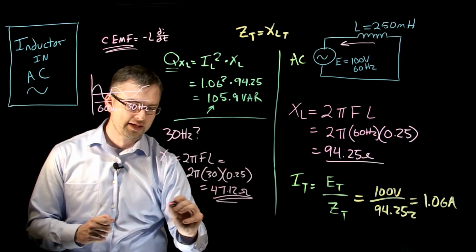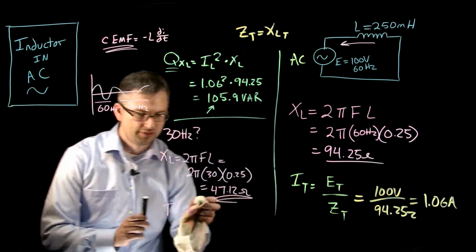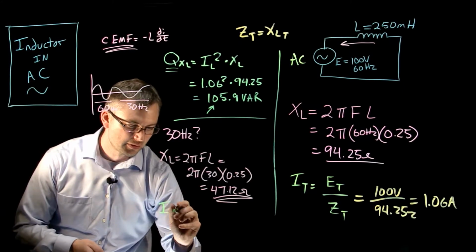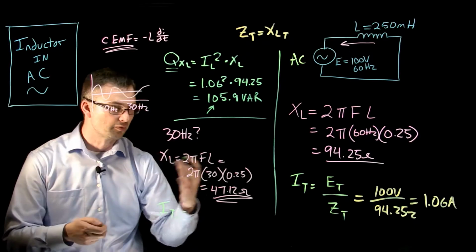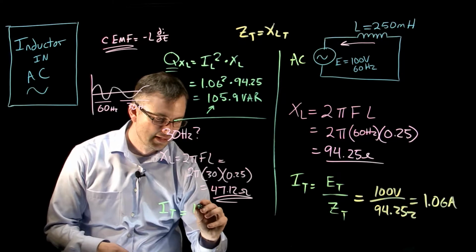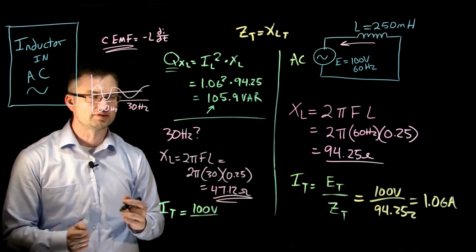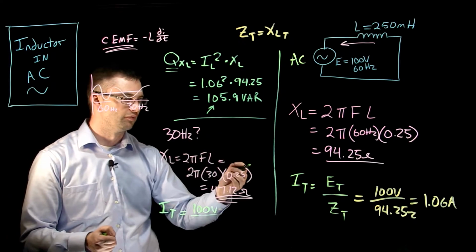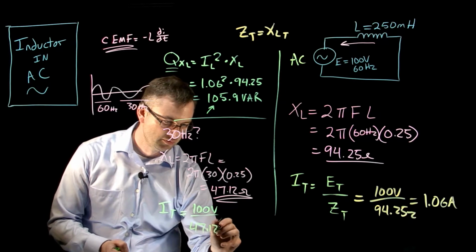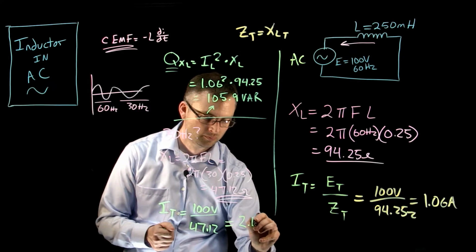Take this idea, and I use a new color here. Let's go ahead and figure out what is the new current that's going to flow once we've reduced the total frequency. So that's going to be E total, which is still 100 volts. We have to make the assumption that our voltage isn't changing, it's just the frequency. And we're going to divide it by our total impedance, which is now 47.12. And we get a new current, which is quite a bit higher, of 2.12 amps.